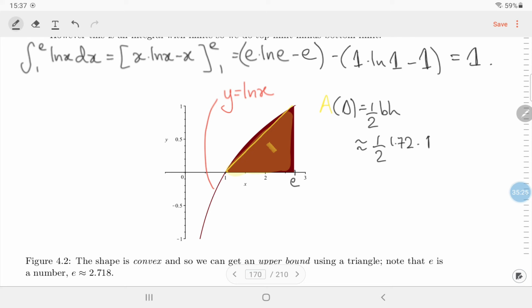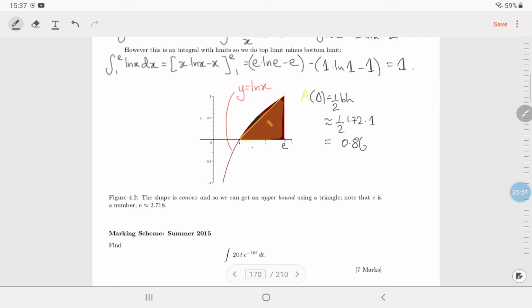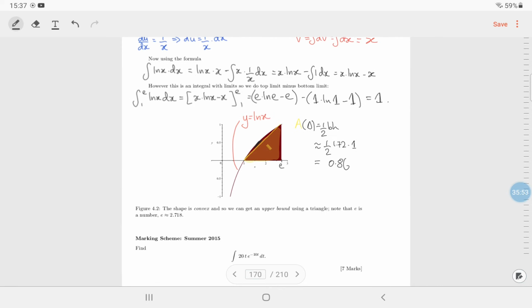Yeah, it's going to be a good bit smaller. You can see the extra bit here that we're missing out on. So 1/2 by 1.72 gives me 0.86. So that's an underestimate, as you can see. So we know that the area above that line there is approximately 0.14. So if there's a nice picture, you can check your answer of an integral a little bit like that.